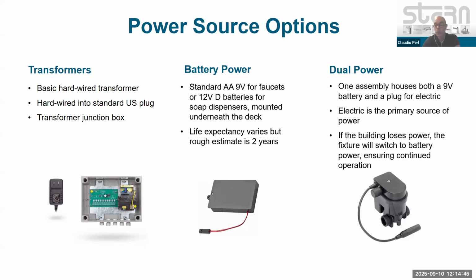Battery power, which is just for small installations or renovations where there is no access to the main power. And in this case, faucets are using 9V batteries, and 12 double D batteries are used for 4 soap dispensers, standard batteries. The dual power is the option as a battery backup. If there is a power failure in the building, all the faucets will continue being operational in battery mode.